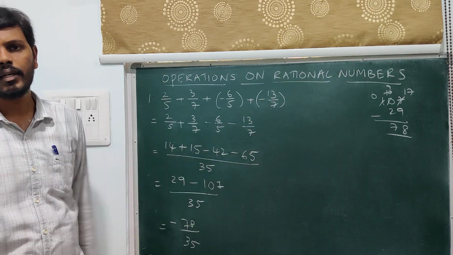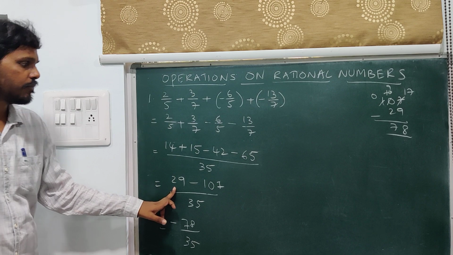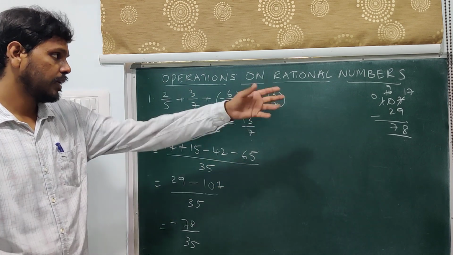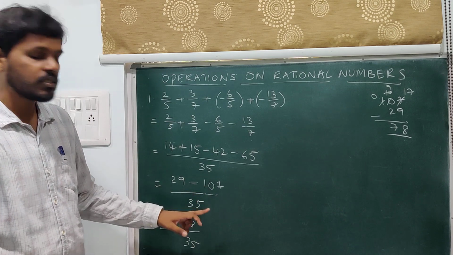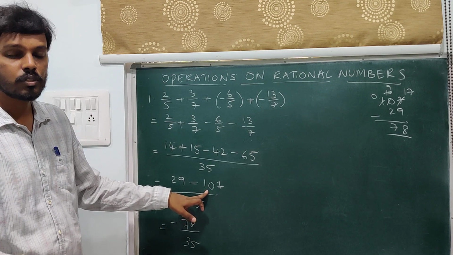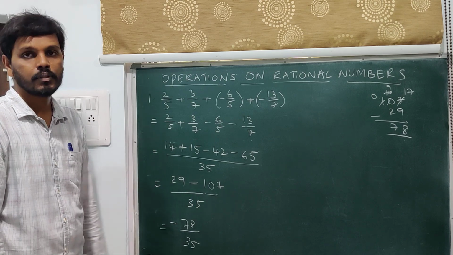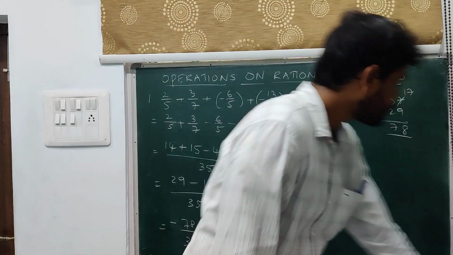Next is simple integer operations. Same signs, we add; I have done that. Different signs, we subtract; I have subtracted. And we keep the sign of the biggest number. 107 is the biggest numerical, sign is minus, so keep a minus sign. So that is it. We go with the next problem.